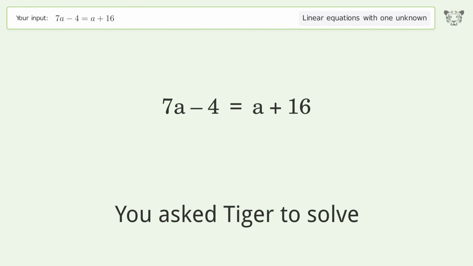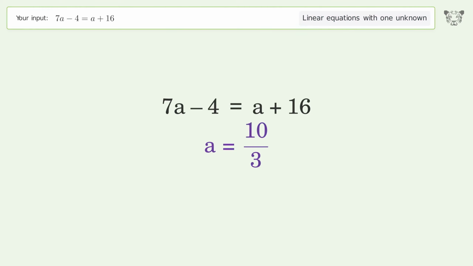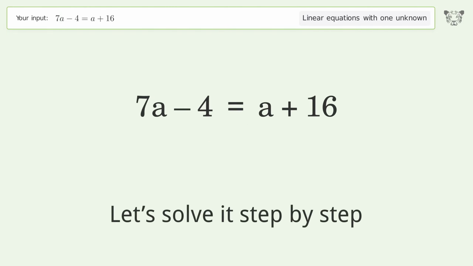You ask Tiger to solve this. This deals with linear equations with one unknown. The final result is a equals 10/3. Let's solve it step by step.